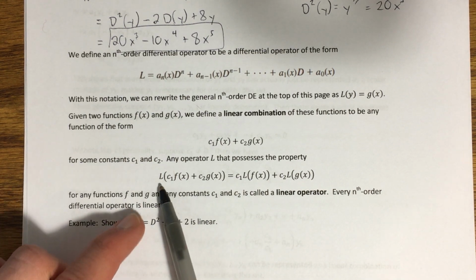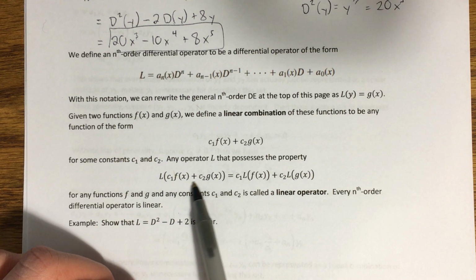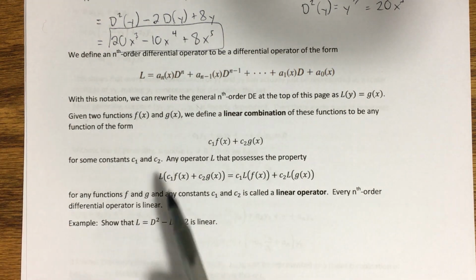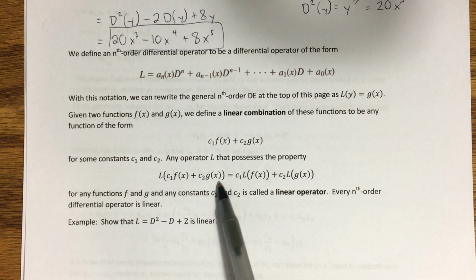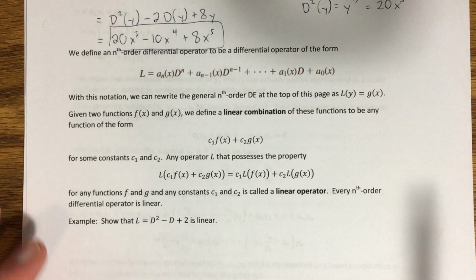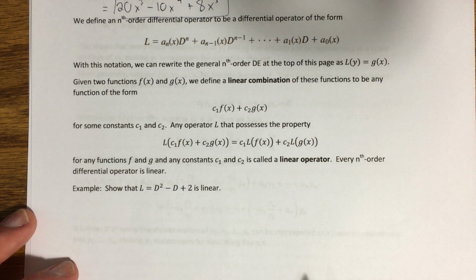So basically, if I have a linear operator of a linear combination of functions like this, notice the sum here. I could split that into a sum of L of c1 of f of x plus L of c2 of g of x, and then I could take those constants and pull them outside like I have here. Okay, that's an incredibly, incredibly powerful property, even though it might not look like much at first glance.